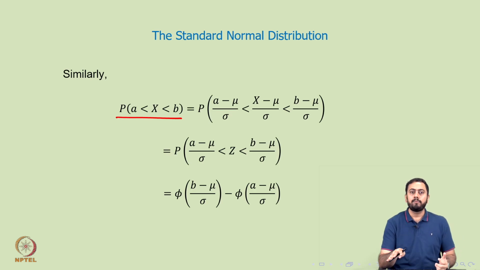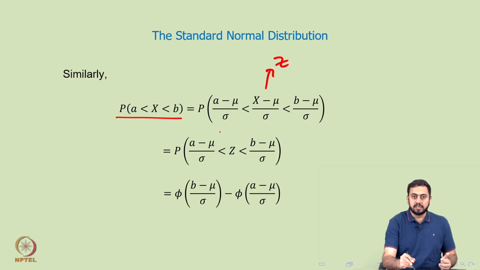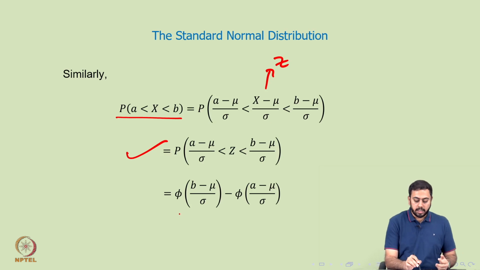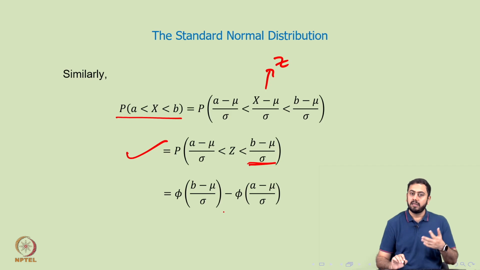You subtract the mean, divide by the standard deviation. Alright, so if you apply the same technique here, this middle entity reduces to nothing but a standard normal variable, while you have a certain constant on the LHS and a certain constant on the right hand side. Now the moment you have z in between, I can invoke the CDF notation of z and write this as the CDF at the upper point minus the CDF at the lower point.